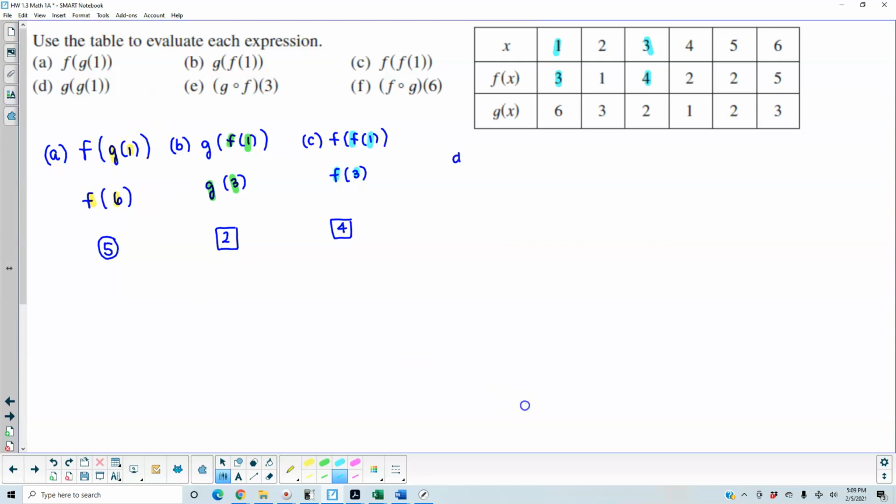Let's try D. We have g of g of 1. That means 1 is the input on g. So when the input is 1, the output on g is going to be 6. So therefore this becomes g of 6. Now we need to find out when the input is 6, what is the output on the function g? Well, the answer is 3.